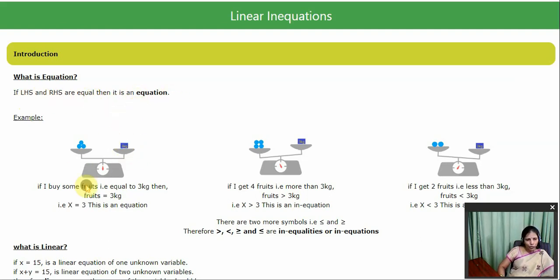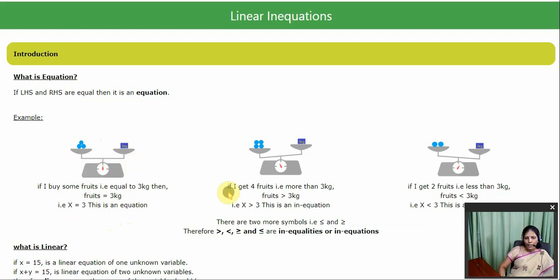Here I have tried to show that I have visualized the equation. For example, if I buy some fruits or vegetables that is equal to 3 kg, so fruits is equal to 3 kg. So the fruits or the vegetables, whatever it is which I am buying, I have assumed by a variable x. That is x is equal to 3. Now this is an equation. Both the sides are equal. It is balanced, equal. Right?